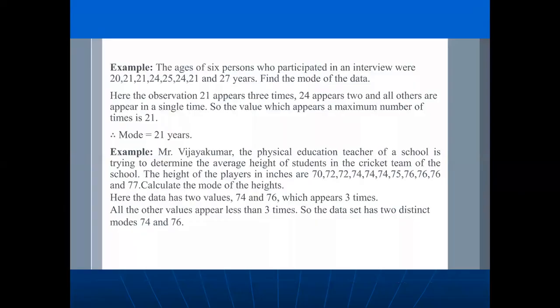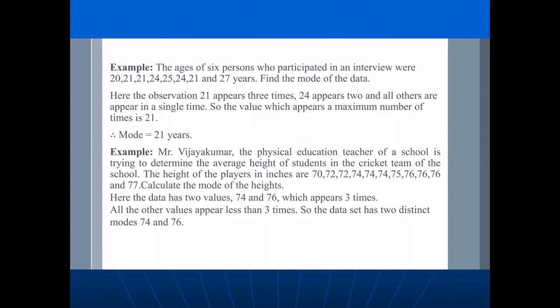So similarly, we can take the other examples. The ages of 6 persons who participated in an interview were 20, 21, 21, 24, 25, 24, 21, and 27. Find the mode of the data. By seeing this repetition, we can say the mode is 21.